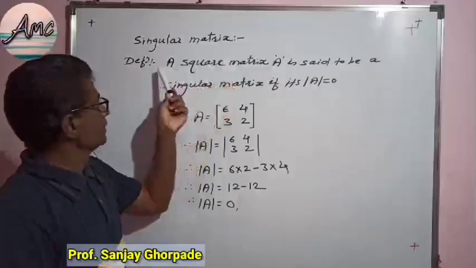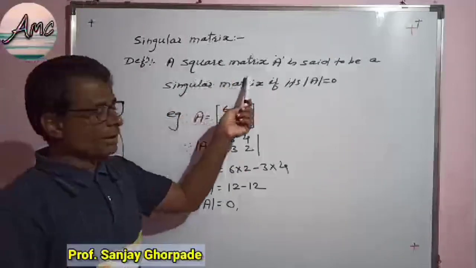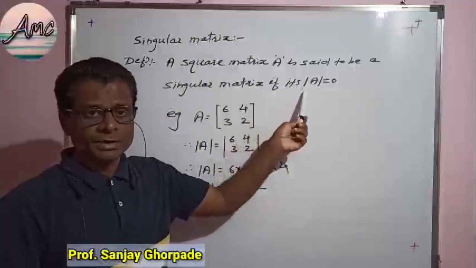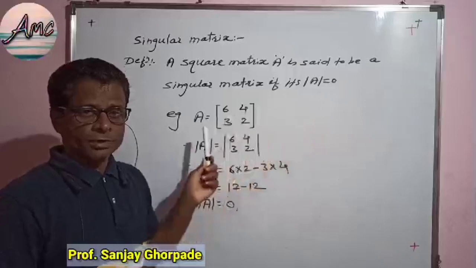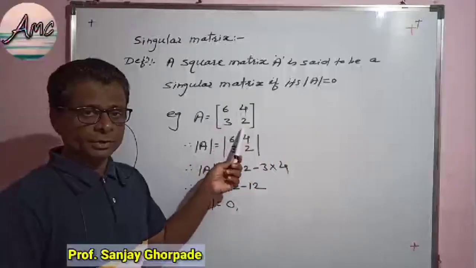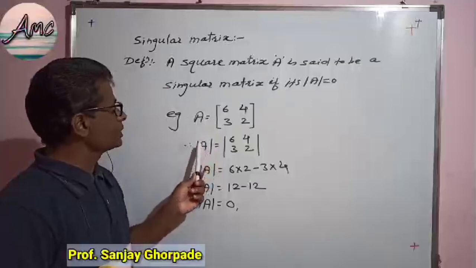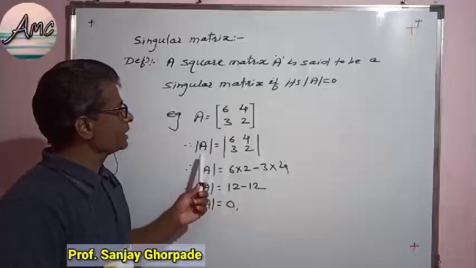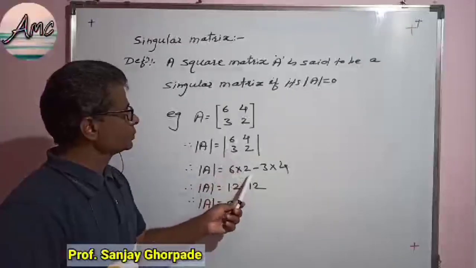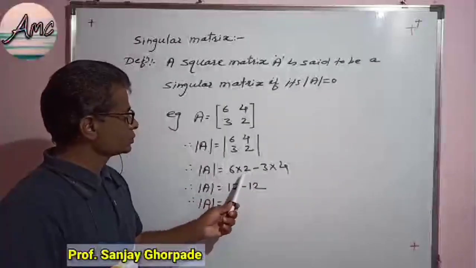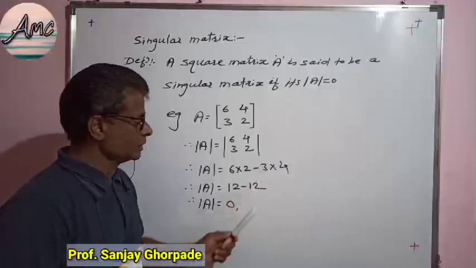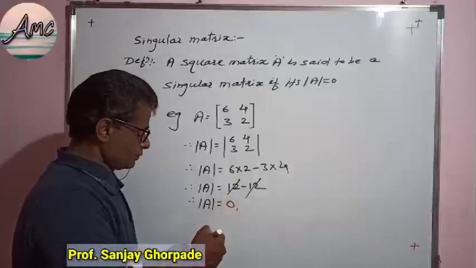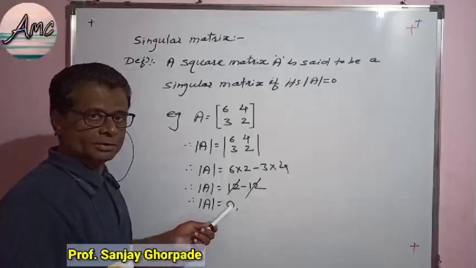Singular matrix definition: a square matrix A is said to be a singular matrix if its determinant is equal to 0. For example, matrix A equal to 6, 4, 3, 2. Then the determinant of A equals the determinant of 6, 4, 3, 2. Let us find the value of this determinant. 6 into 2 minus 3 into 4. So 6 2s are 12 minus 3 4s are 12. Plus 12 minus 12 will get cancelled. So that is equal to 0. So we got here the value of the determinant equal to 0.